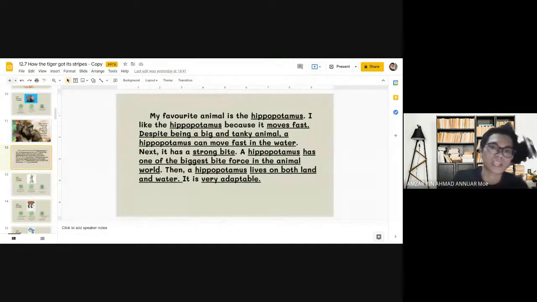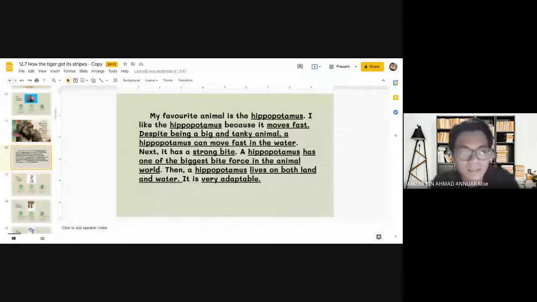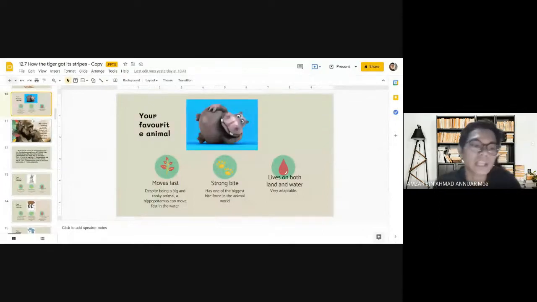verb, and object. And in order for you to change this mind map into a legible and a usable paragraph or sentences, untuk tukarkan dia kepada bentuk perenggan ataupun ayat, awak kena gunakan format SVO. Tengok dulu, perkataan yang dalam ni, dia mula dengan subjek ke, verb ke, objek? Okay. Contoh, strong bite. Strong bite tu apa? Subjek ke, verb ke, objek?